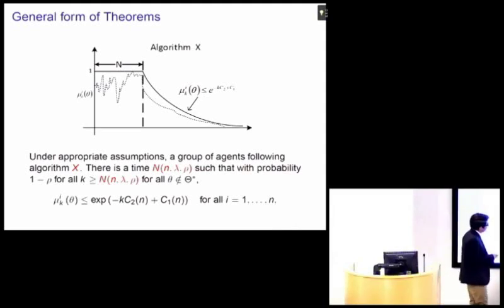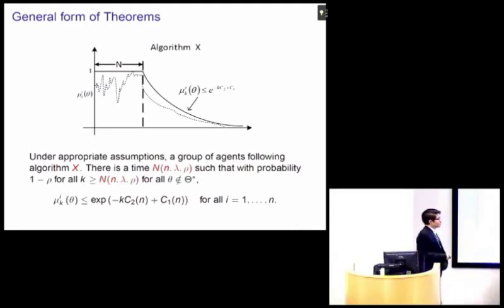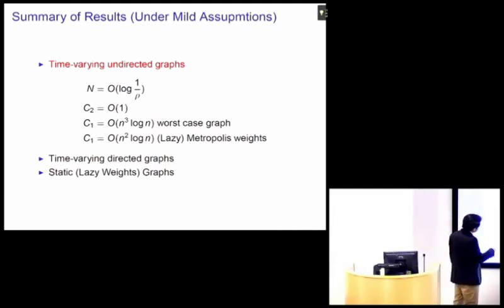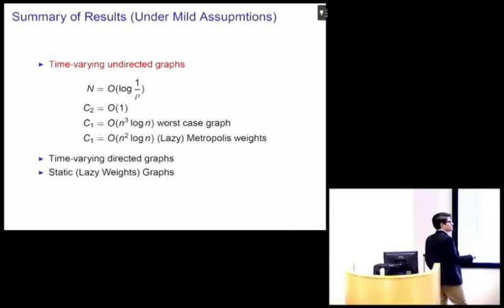But what we care about now is how these 2 constants, C2 and C1, change with the number of agents. So these are my specific results. For the first algorithm, the time you have to wait is inversely proportional to this rho. Remember, this happens with probability 1 minus rho. So the more certain you want to be, the more time you have to wait. C2 is constant, and C1 can be n cubed log n for the worst case graphs, or if you have nice weights like lazy Metropolis, then you get n squared log n.